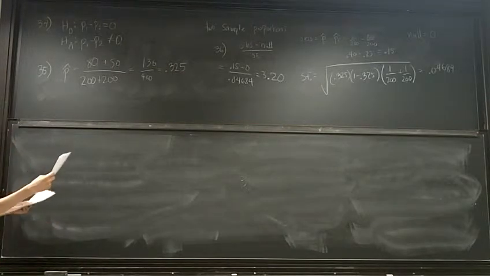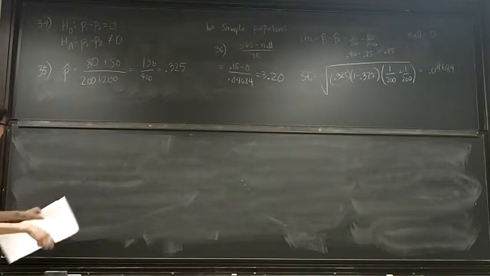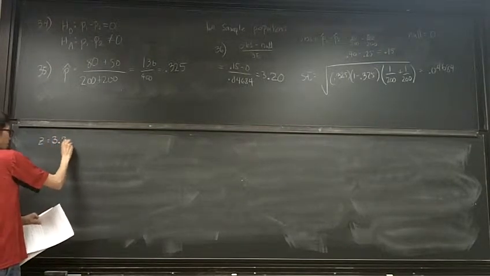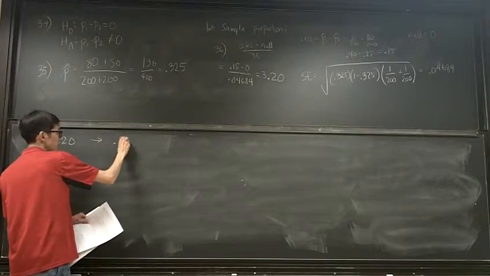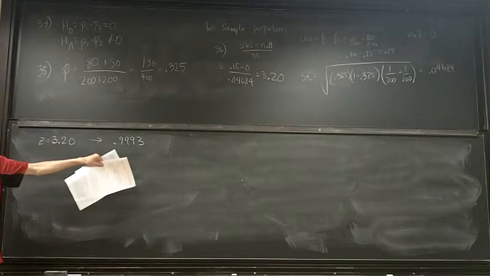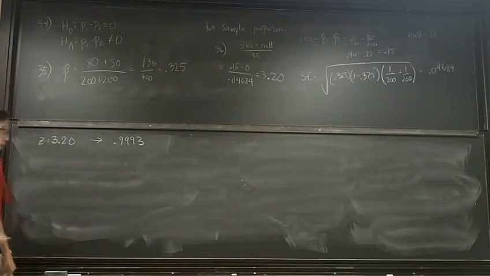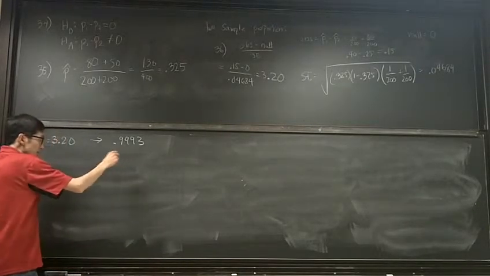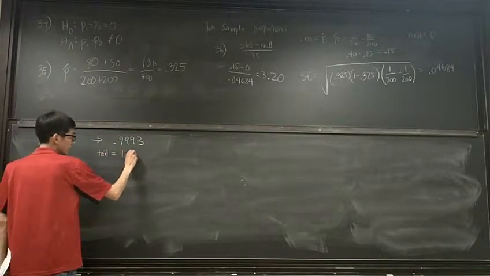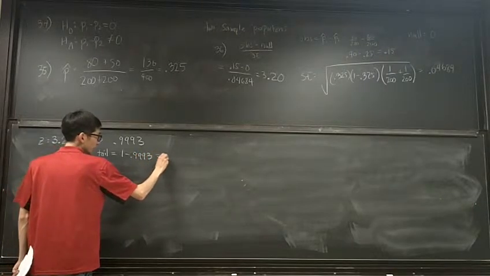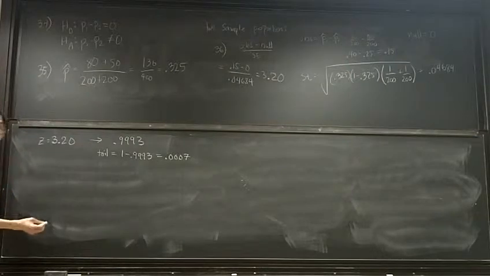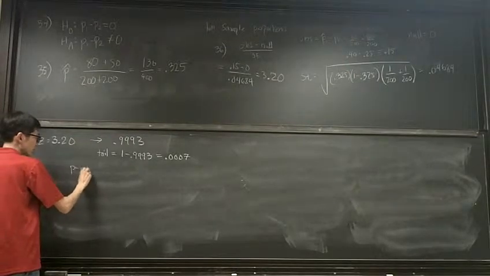So I can either look up the positive value or the negative value, right? If I look up z equals 3.20, that's going to give me 0.9993 or something like that, okay? This is not what I want to double. I've got to find the area in the tail. This is area that's not the tail, okay? So the tail is equal to 1 minus 0.9993, which gives me 0.0007. And now I double that. So my p-value is double that.